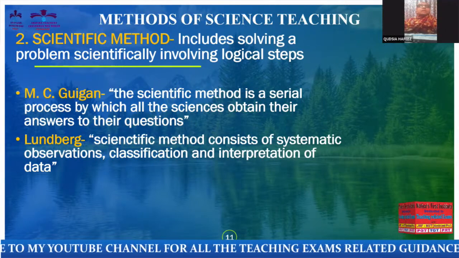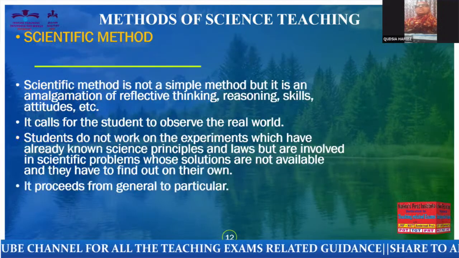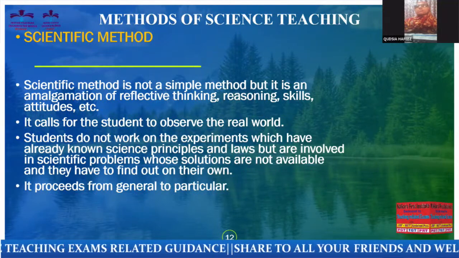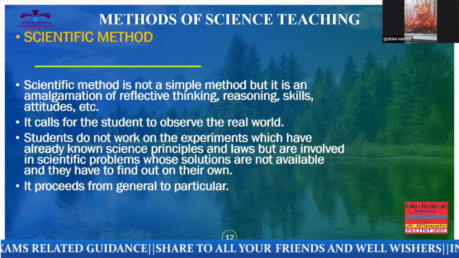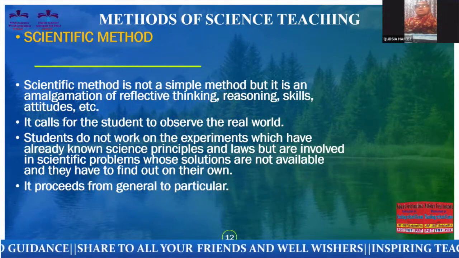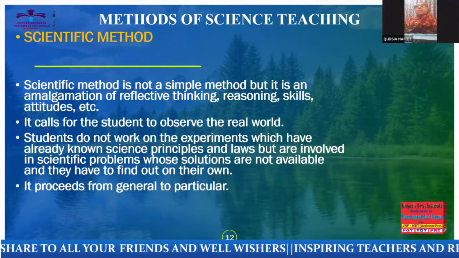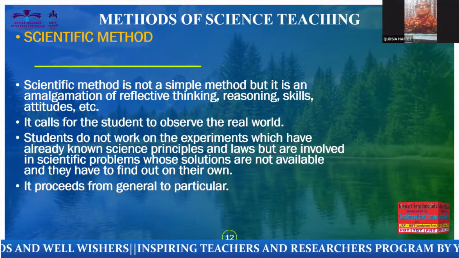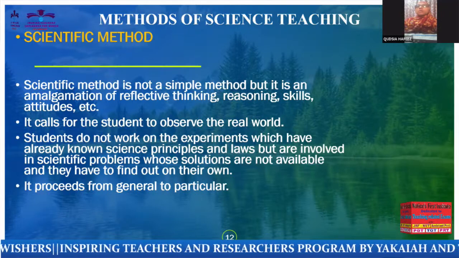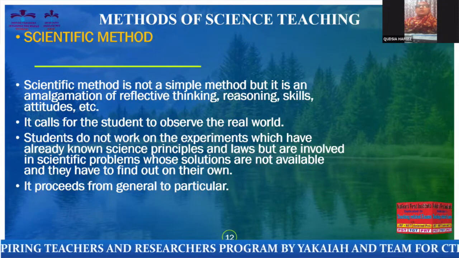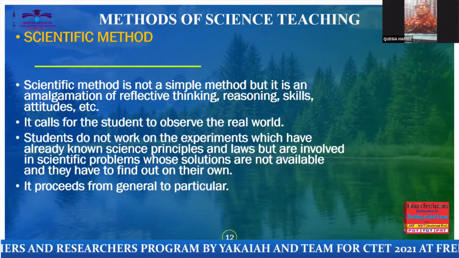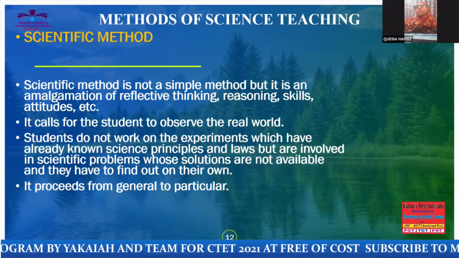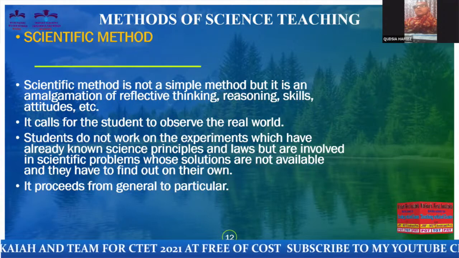Next, we will see that scientific method is not a simple method, but it is an amalgamation of reflective thinking, reasoning, skills, attitudes, and all those practical aspects of the science. Okay, so it is not just a simple method, it is a mixture of everything that the child can gain: the reflective thinking, reasoning skills, and attitudes. So it also calls for the student to observe the real world. And students do not work on the experiments which have already known science principles and laws, but are involved in scientific problems whose solutions are not available and they have to find out on their own.